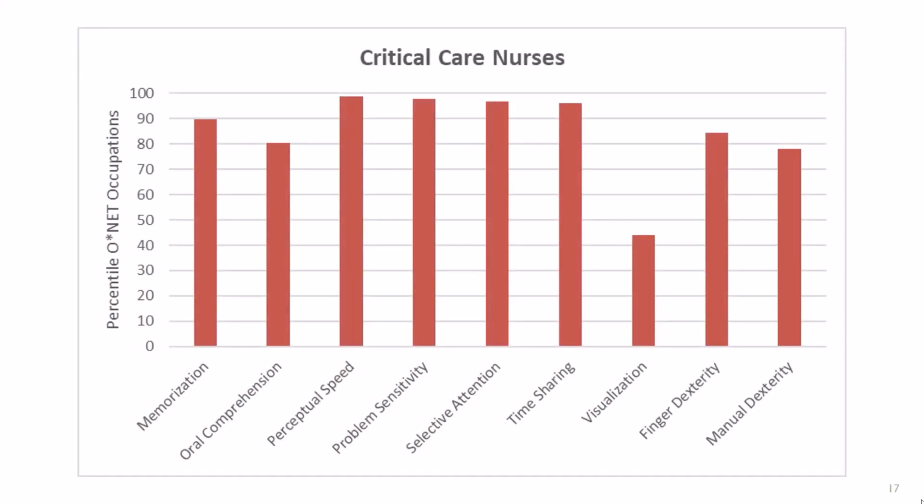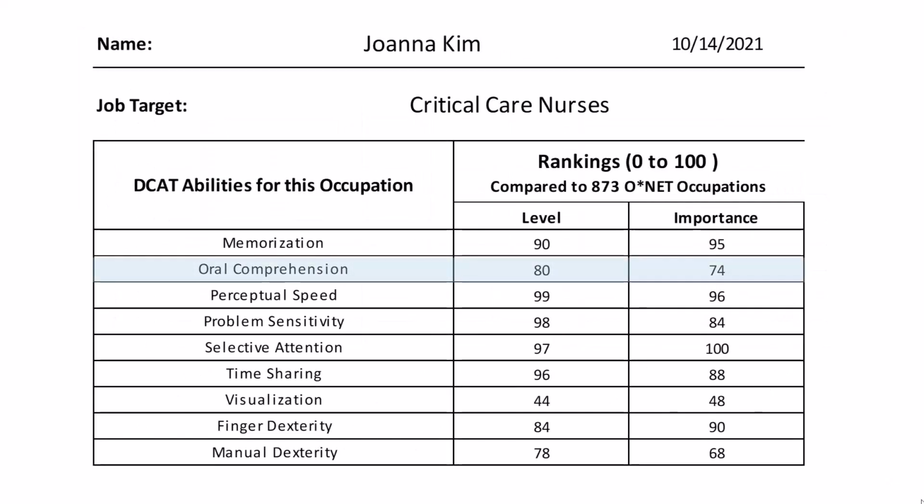If we graph the 7 cognitive abilities plus the 2 psychomotor abilities, we see that the ability levels of critical care nurses are very high compared to other occupations in the O*NET database. The only ability that is below the median is visualization. Perceptual speed, problem sensitivity, selective attention, and time sharing are all above the 90th percentile. So let's take a closer look at 3 of the cognitive abilities that O*NET can address. Let's start with oral comprehension, and then take a look at selective attention and time sharing.